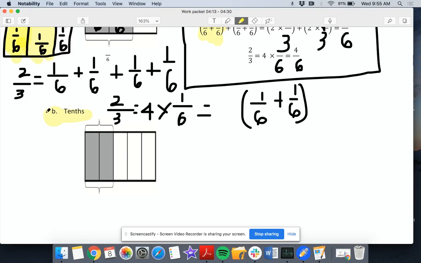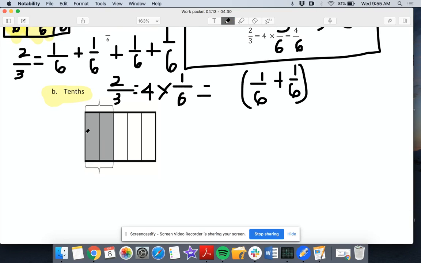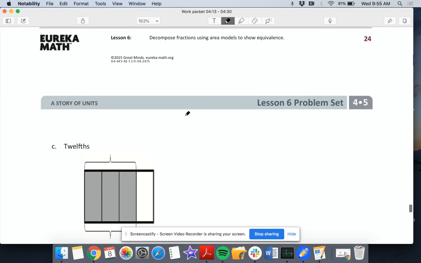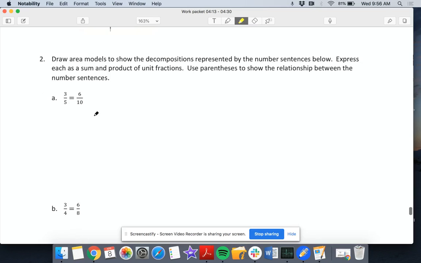So I want you guys to try B on your own to divide this into tenths. So I'm going to set this up for you by drawing this horizontal line to divide this into tenths. Okay, so now we have 1, 2, 3, 4, 5, 6, 7, 8, 9, 10 equal boxes. Same thing for C. This time, we need to make sure we have 12 equal boxes. So how can we do that? Okay, so you need to draw horizontal lines to divvy this up into 12 equal boxes.